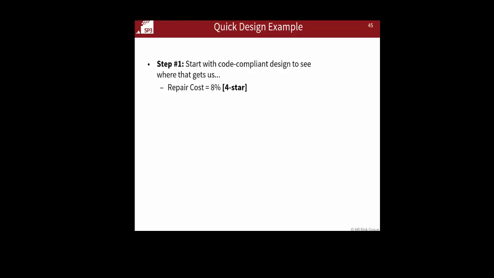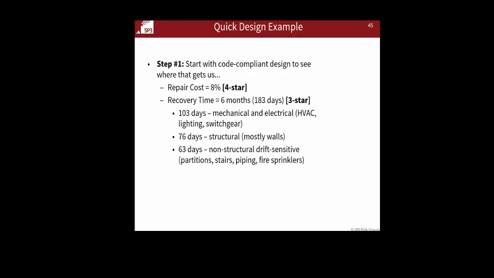So for repair cost, average repair cost for this building would be 8%. So it gets a 4-star out the gate. And that's frankly because it's a wall, right? If you're looking at an office occupancy and you're using a wall, which is stiffer than a frame, you'll typically get better repair costs like that. If you used a frame, it would probably be higher, in the 3-star range typically. So repair cost is looking okay.